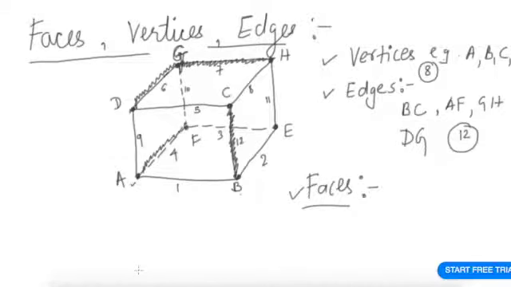Let's talk about faces. A face is a plane surface. Is AB a plane surface? No, it's an edge. Is A a plane surface? No, it's a vertex. Then what's a plane surface? A, B, C, D. It's a plane surface. If you tilt the cube, can the cube rest on that? Yes. Which is another face? C, B, E, H. Yes. Can I say D, G, F, A?